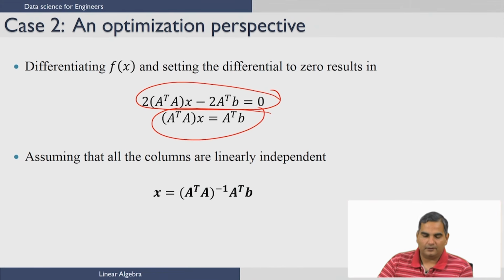Now, to solve this equation, we will assume that all the columns are linearly independent, which allows us to take the inverse of this matrix, and then we can come up with the solution x equal to A transpose A inverse A transpose b. While this solution x might not satisfy all the equations, this solution will ensure that the errors in the equations are collectively minimized. So, this is an optimization view for case 2, where the number of equations is more than the number of variables, or m is greater than n.